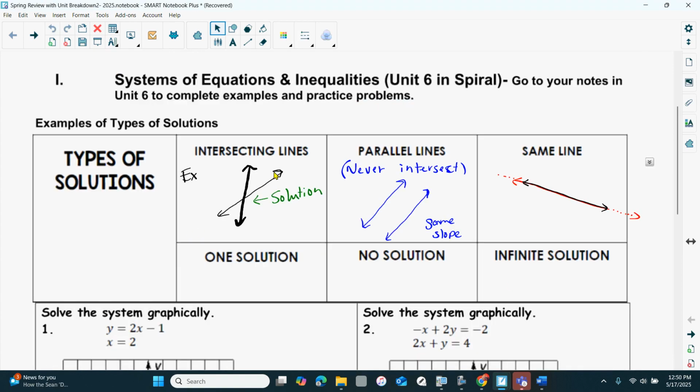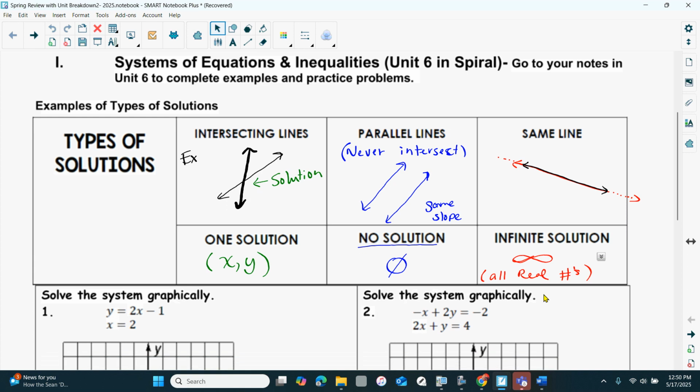So the types of solutions you can have are intersecting lines, because if we're starting by graphing, we're going to have lines. So they can intersect, they can never intersect, which is parallel, and you can have the same line. So this black line, this red line's on top of it. That intersection would indicate one solution, a point. Never intersecting would be no solution, so that's an empty set symbol, or an open no solution symbol. And the same line would indicate infinitely many solutions, which is the infinity symbol.